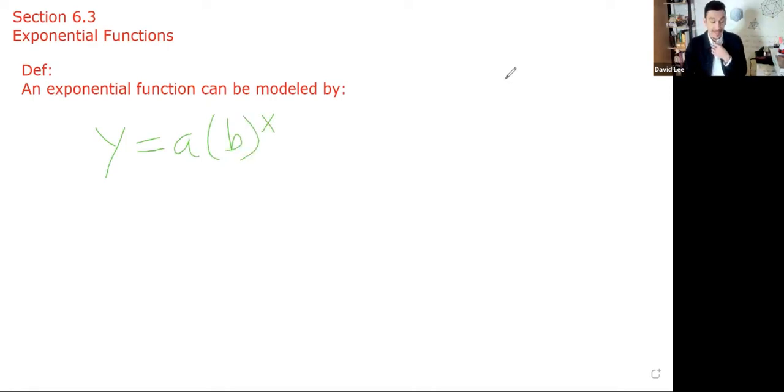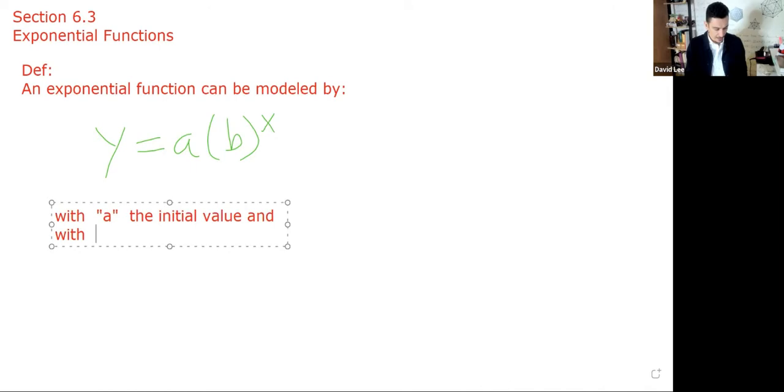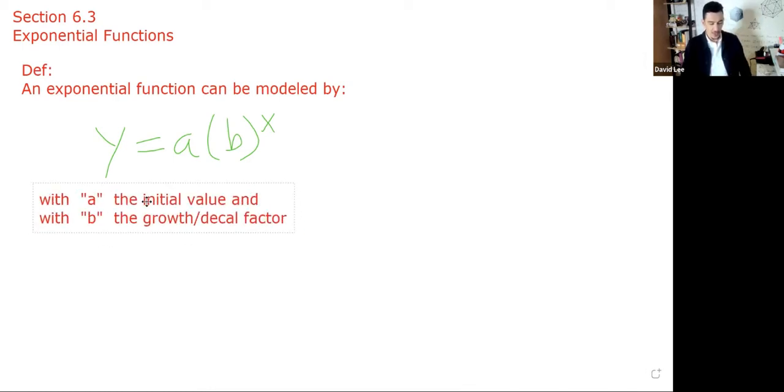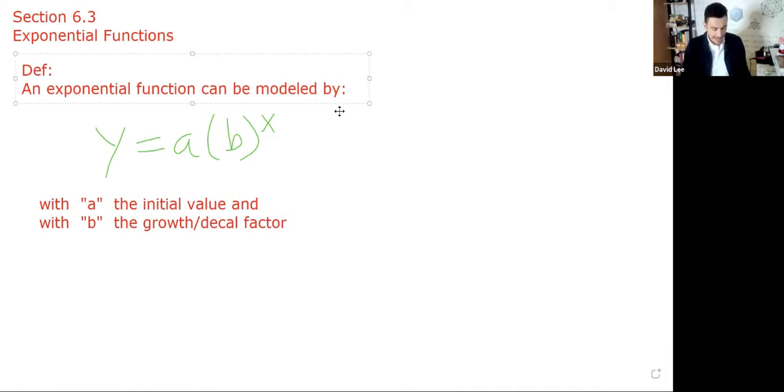And this is the equation that we're going to be using for this tutorial. And let me tell you what a and b are. With a, the initial value, and with b, the growth/decay factor. So that's what a and b are. Okay, so b decides if something is growth or decay, and then a is the initial value.